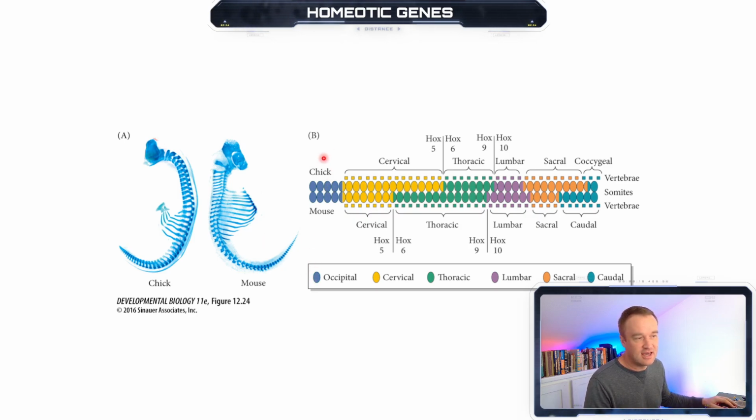You can see that chick and mice have the same number of occipital, but the chick has way more cervical vertebrae. The chick's on the left-hand side here, so you can see way more of that. They have way less thoracic compared to a mouse, which has a lot more thoracic. They have relatively the same lumbar and sacral, but the mouse has a lot more caudal vertebrae than the chick does.